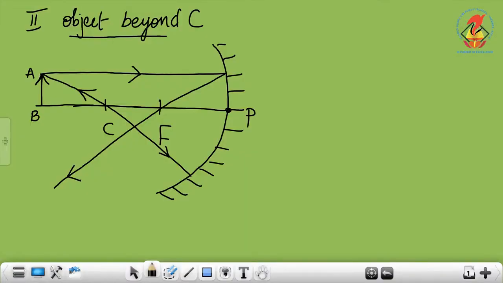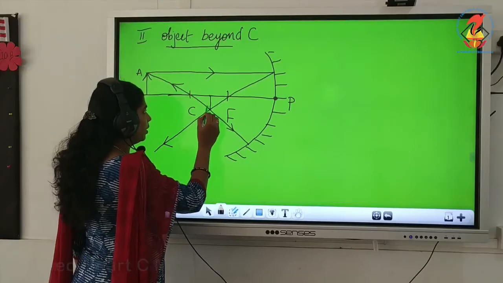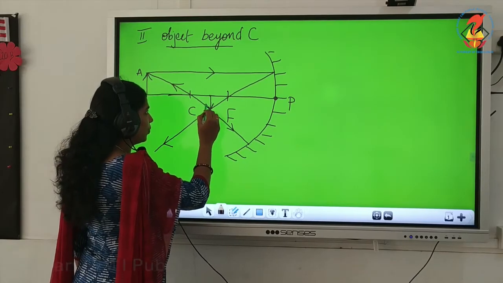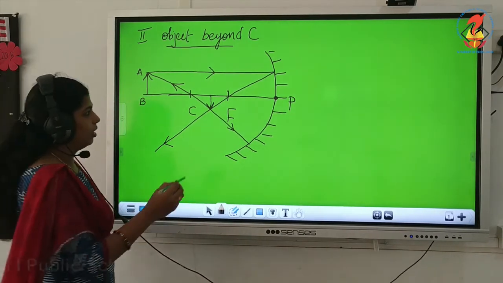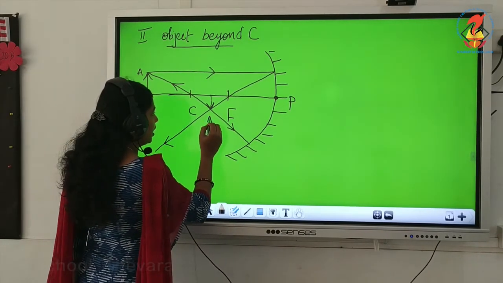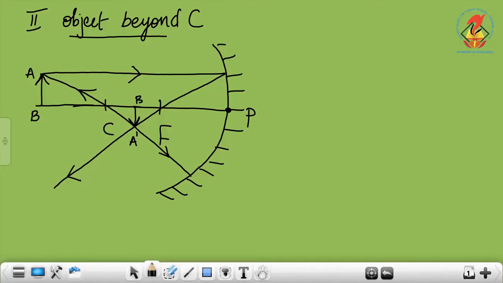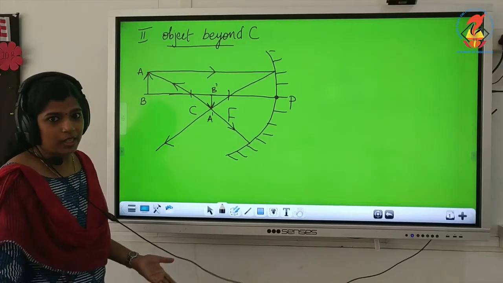This one is the second reflected ray. So, these two reflected rays meet here. At this point, you will get the image. Name it as A dash B dash.